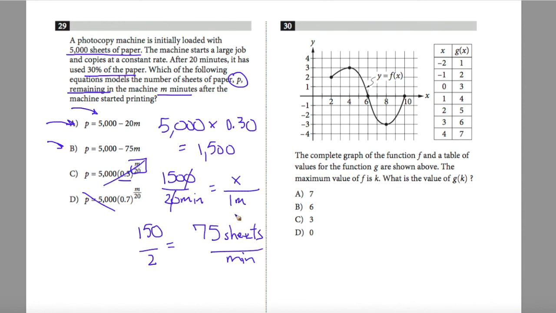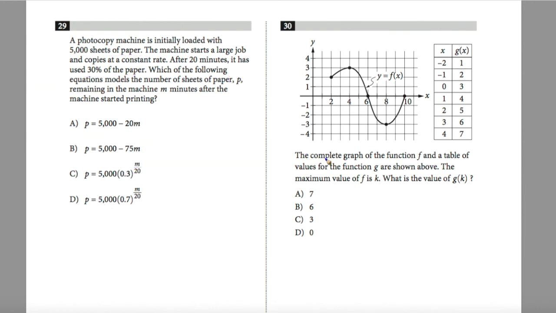And I like that, because this tells me that B is going to be my best answer to question 29, given the fact that it's connected to a rate, and P is the amount of sheets that I have remaining: 5,000 is my initial, minus 75 sheets per minute of what I'm taking off. So B will be my best answer for question 29.